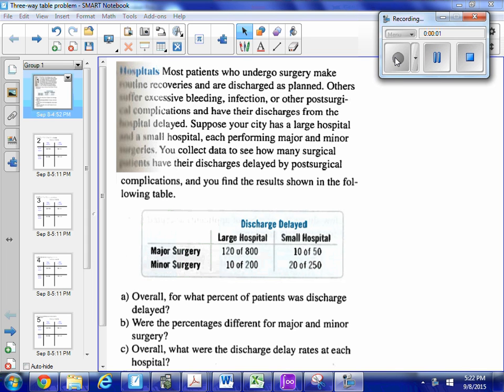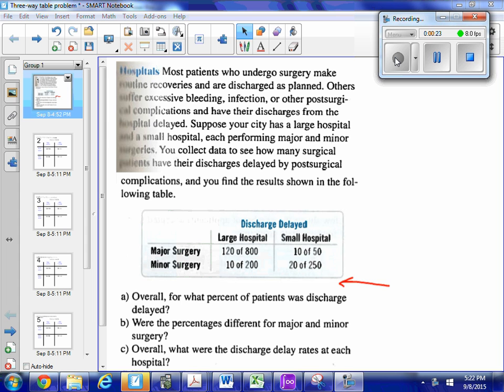This is a problem dealing with a three-way table, which is something you'll need in your stats project. So I'm going to read the problem. I'm going to read it up to here, and then we're going to deal with each of these questions on a separate page.